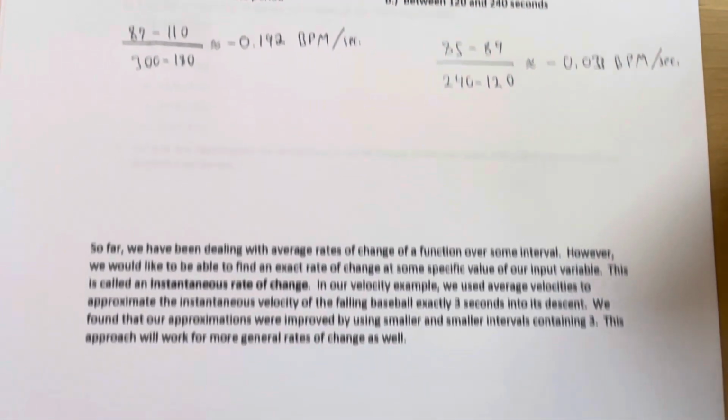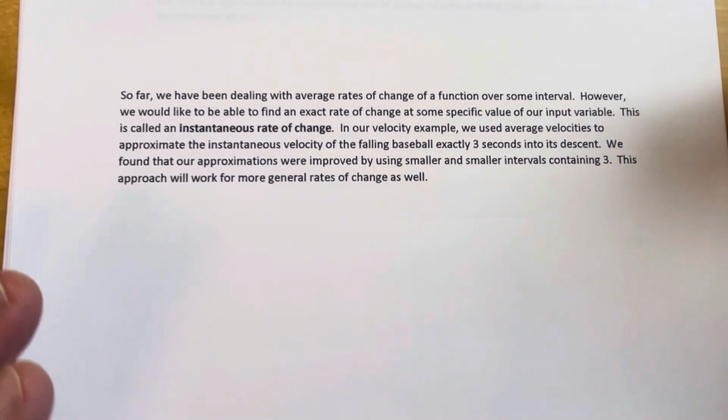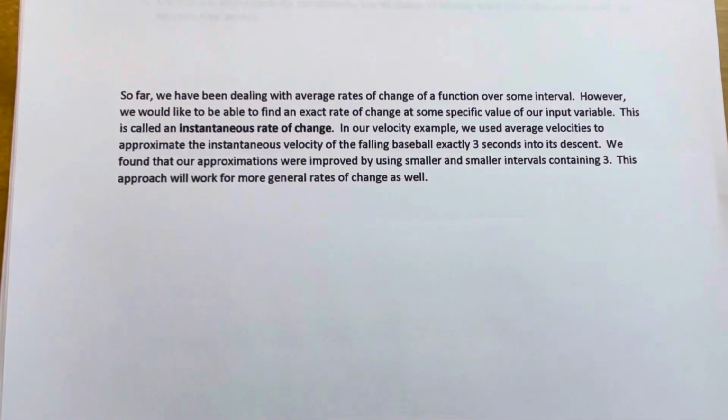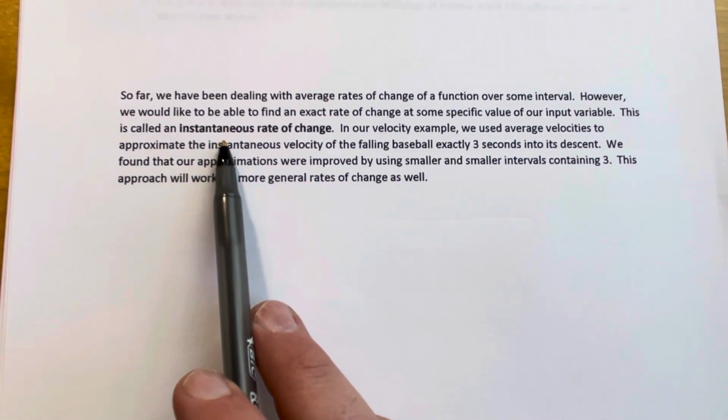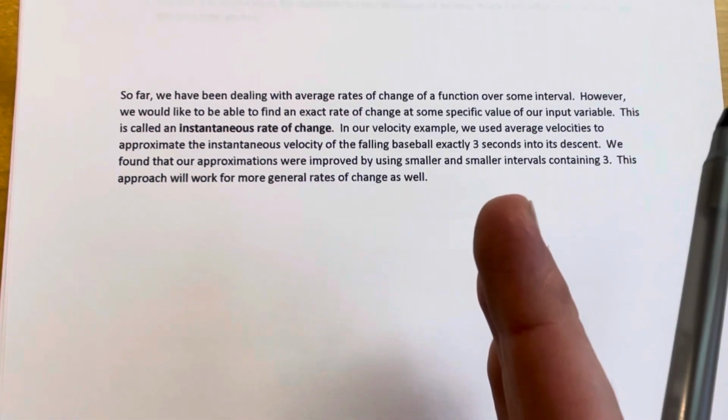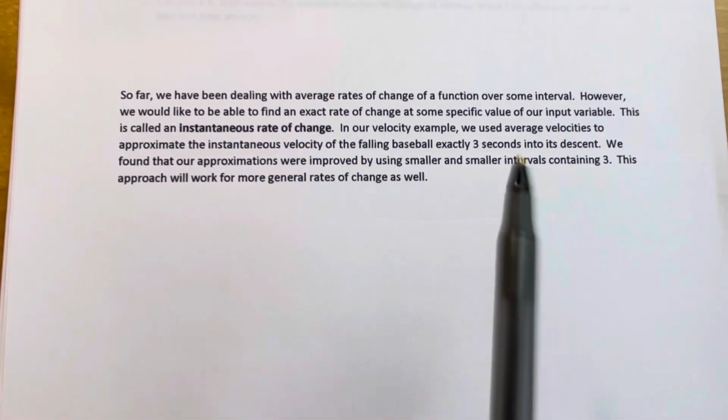Okay, all right. Up until this point, when we've been dealing with rates of change, it's been exclusively talking about these average rates of change. And at the beginning of this section, we said with that velocity example, our goal was actually not to find an average rate of change. What we wanted was what's called an instantaneous rate of change, which is the exact rate of change for an exact input, not an interval of inputs, but an exact input.